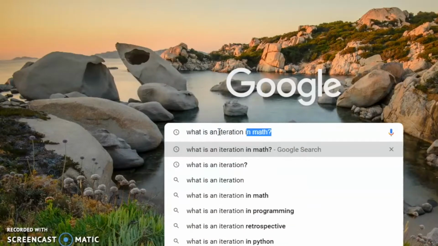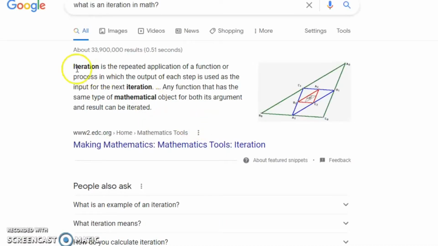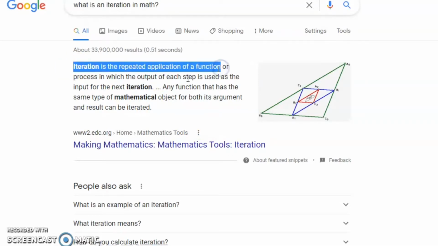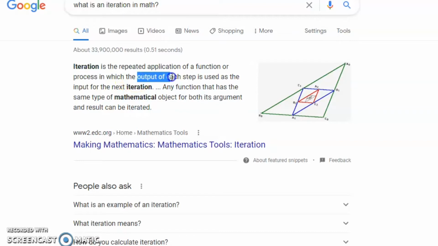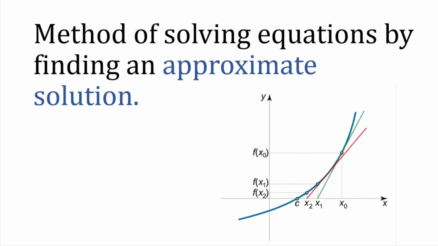What is an iteration? Well, an iteration is the repeated application of a function or process in which the output of each step is used as the input for the following iteration. Essentially, it's a method to solve equations by finding an approximate solution.